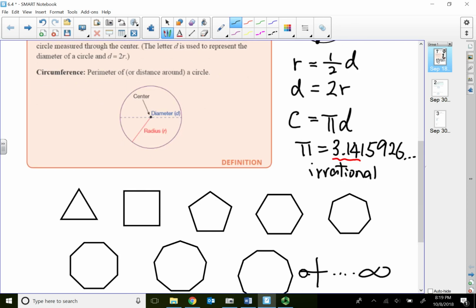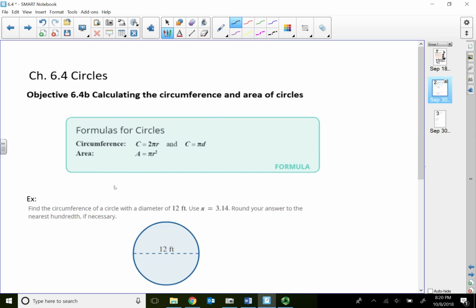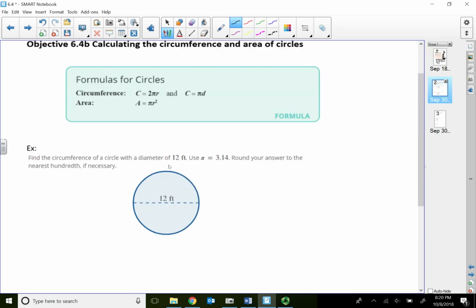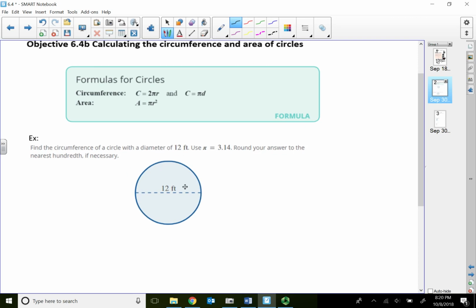To find the area of a circle, let me write it down here. The area of a circle is pi times radius squared. So let's try some examples real quick. I just wrote the formula down again. Whenever we are dealing with a circle, the trick is to always know what the problem gives me for the circle. The center is right here. From one end of the circle to the other end, this 12 feet has got to be the diameter.